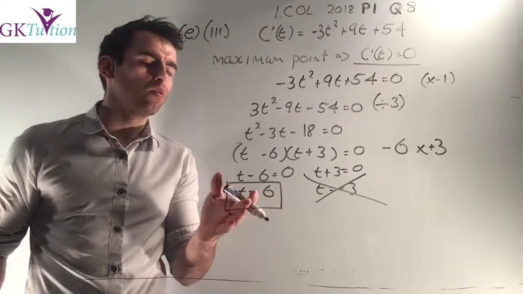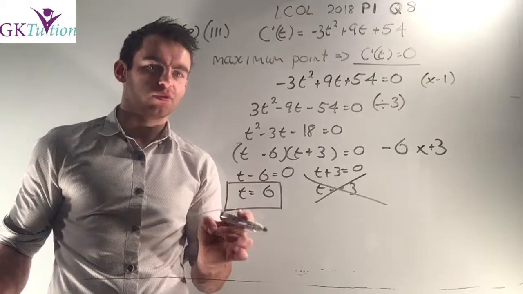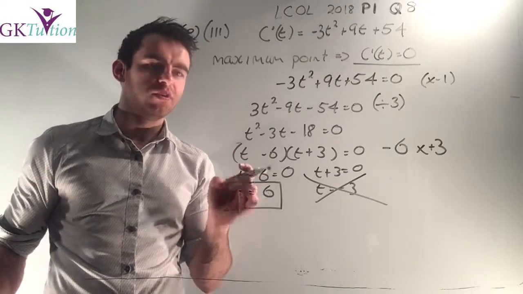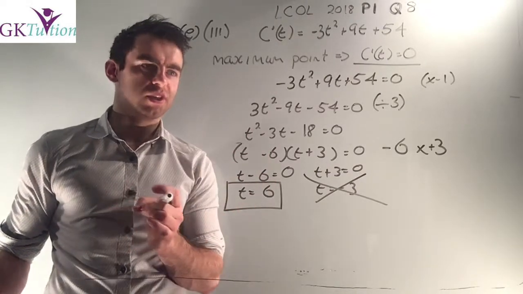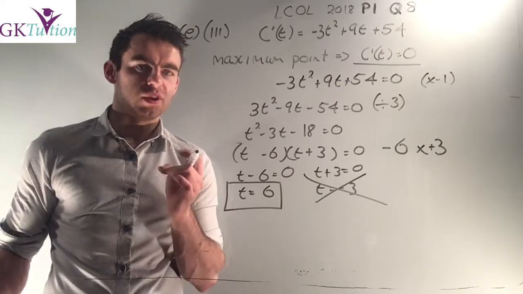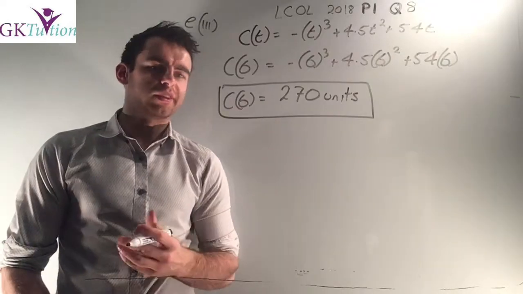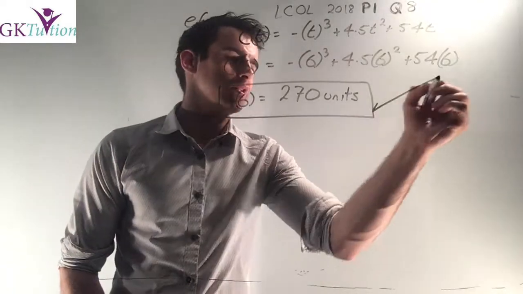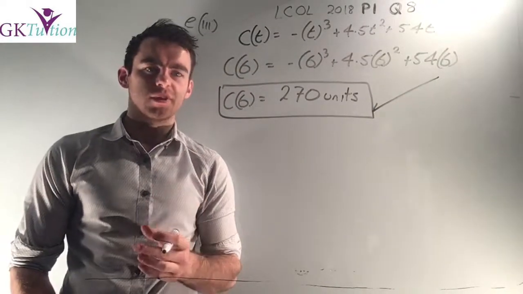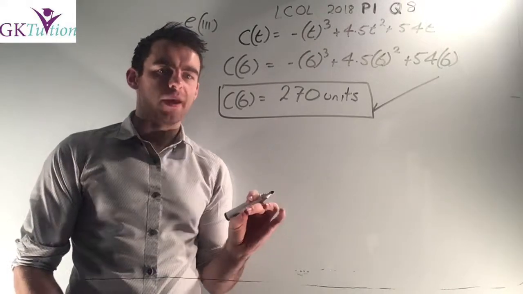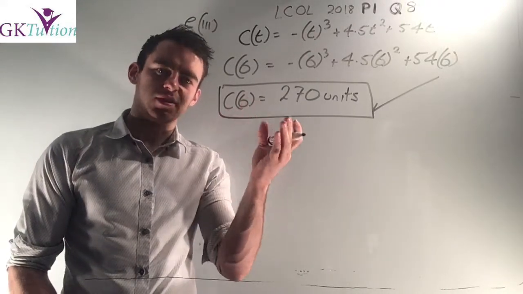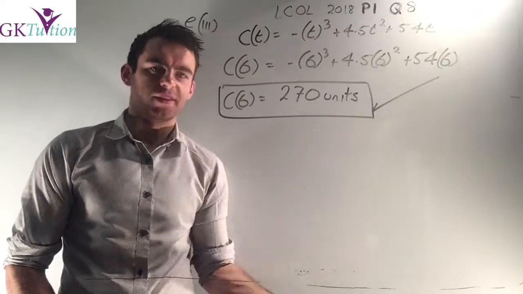which means that in order to work out how many units of drug are in the bloodstream at this stage, you need to sub back into your original equation. My original equation, which was the equation for C of t. So let's just do that now. So I know that 6 hours after I've taken the drug, there'll be 270 units of it in my bloodstream, and that is the maximum amount, because after that stage it's going to start decreasing. I'm going to start metabolizing it.